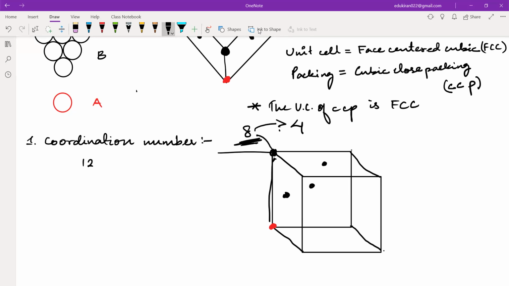There will be 4 rooms common. And in each cube, it is touching 3 atoms, right? 1, 2, and 3. Similarly, it will be touching 3 atoms in all the 4 individual rooms. 4 threes are 12. So if you look even from this corner atom, you can say that it is equal to 12. Now I have 2 tasks for you guys.